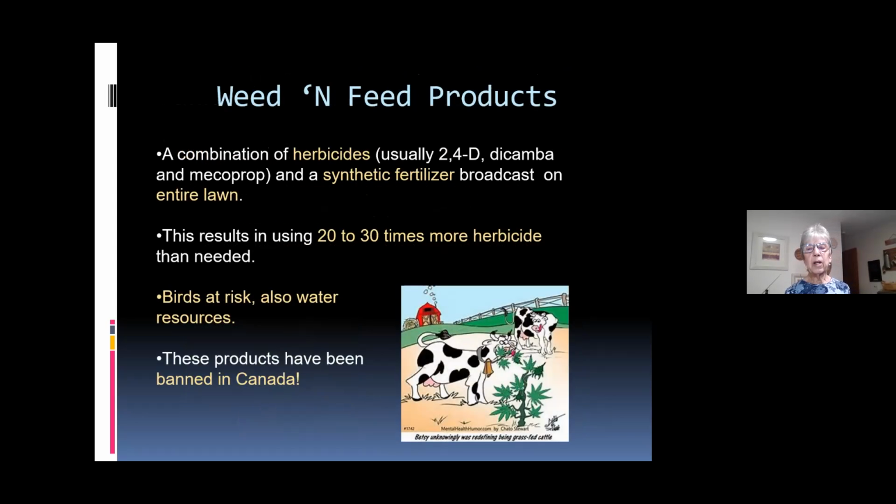Weed and feed is one of my favorite targets. I really wish they would go away. It's a combination of herbicides. It's usually 2,4-D, which is very bad for children and pets, and also a synthetic fertilizer. And we shouldn't be using synthetic fertilizers. We should use organic fertilizers. However, this stuff is sold all over the place, and it's broadcast onto an entire lawn. And therefore, we use 20 to 30 times more herbicide than we really need, because you may need herbicide in maybe 10% of your yard, but it's being distributed on 100% of your yard.